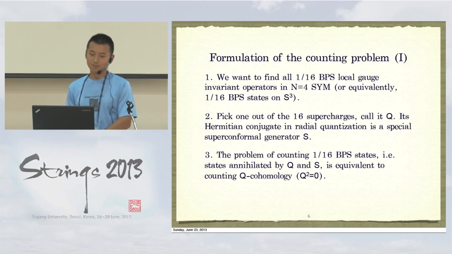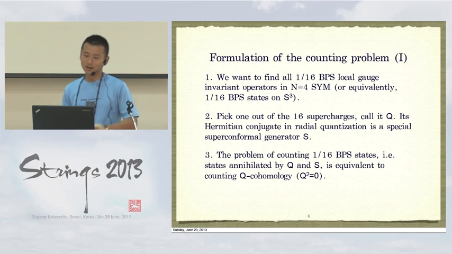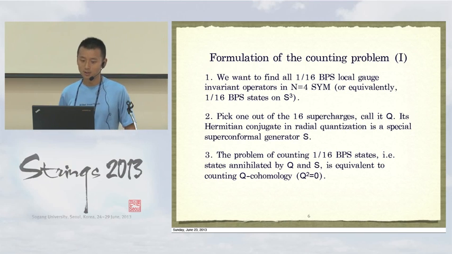The problem of counting Q cohomology is much easier than actually writing down states that are annihilated by S, because the action of Q on the fundamental fields is exact, whereas the action of S receives complicated quantum corrections in general.